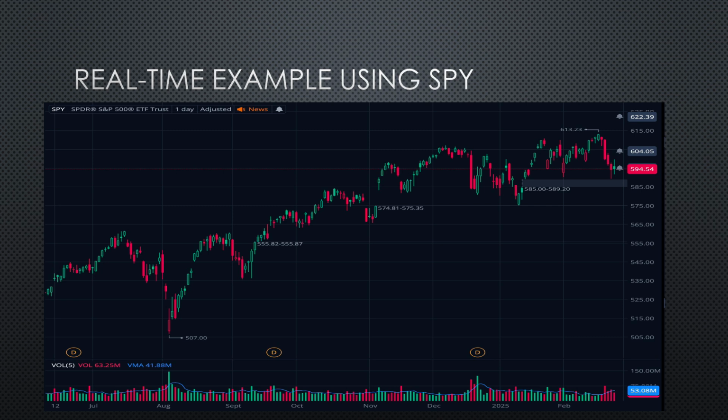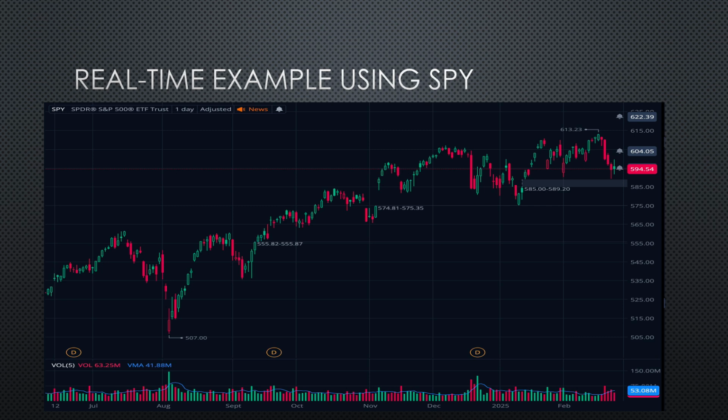Call option scenario, bullish outlook. Suppose the SPY is trading at 597.21 as of February 27, 2025. You believe the SPY will move higher and decide to buy a 610 call option, expiring in 2 weeks. The premium for this option is 40 cents per share, equaling $40 per contract, since each contract represents 100 shares.